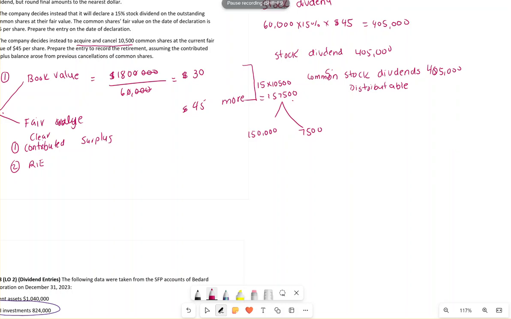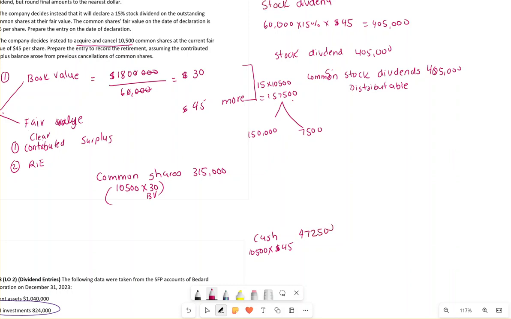Before we do that entry, the first thing we need to do is take out the value of my common shares. In this case, it was 10,500 shares, and we have $30 per share. The value of the common shares that we are getting rid of, on our books, will be 315,000. So that's my book value. The cash that we paid will be the fair value, which is your $45 per share, and that will be 472,500.